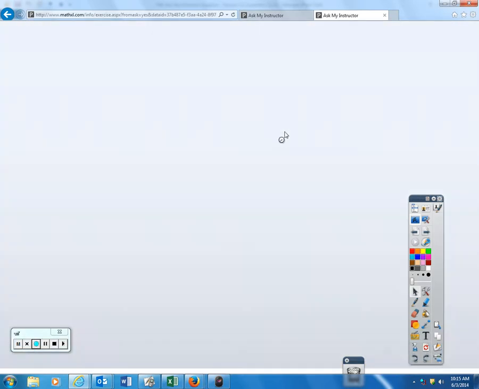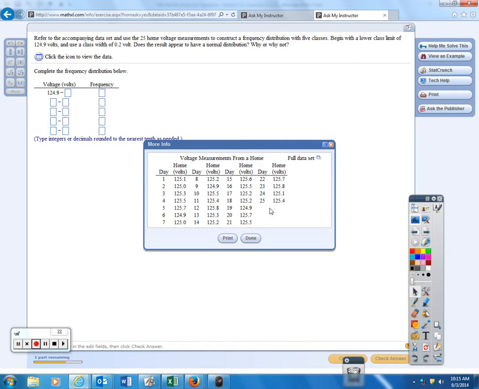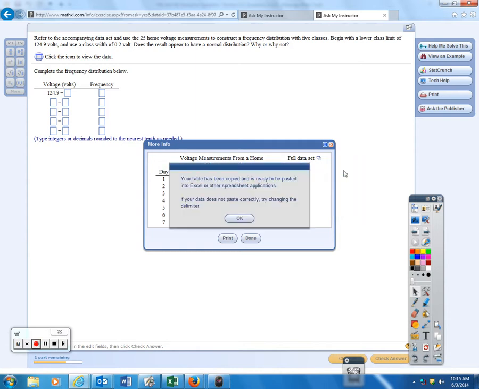Now I'm going to show you a trick that you can use on the homework. You see, here's the problem, and those of you that are watching, I'm showing everybody this right here. I'm going to click on the data. There's the data, but see this little icon right there in the top right hand corner? Click on that, and it says open in StatCrunch, copy the table to clipboard. You want to copy the clipboard.